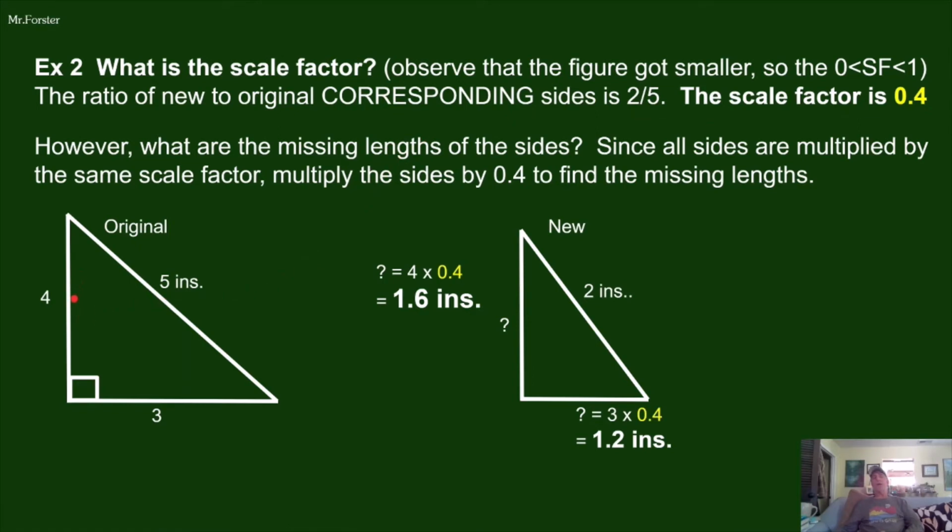So now a new thing. How do we find these missing lengths? If these are in fact similar triangles, how do we find these missing lengths? Well, we multiply by 0.4 and we get 1.6, and we multiply that by 0.4 and we get 1.2. And so that's how you use a scale factor to find the missing lengths of the sides of a triangle, or any figure for that matter.